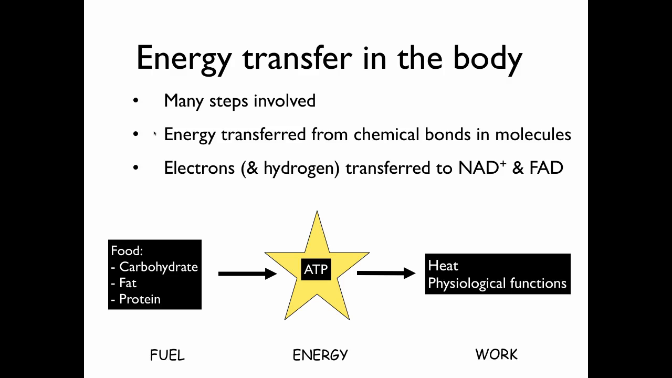When we're talking about energy transfer, what we're really talking about is transfer of electrons and of their associated hydrogen. And when we transfer electrons, we usually are going to be transferring them to coenzymes, and these coenzymes are NAD and FAD. So electrons are transferred from carbohydrate, fat, and proteins to molecules of NAD and FAD. And we're going to give them terms like oxidation and reduction, whether they're gaining electrons or losing electrons. That's what this video is about.